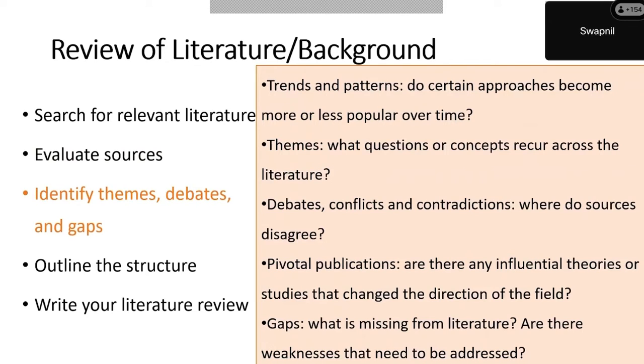So we generally present all of this not by simply stating the data, but by trying to summarize and interpret the publicly available literature. We identify trends and patterns, certain themes that are there. Are there any particular debates or conflicts and contradictions where the different sources disagree with each other? Are there any specific studies that are most influential? And is there something that is really missing from the literature?